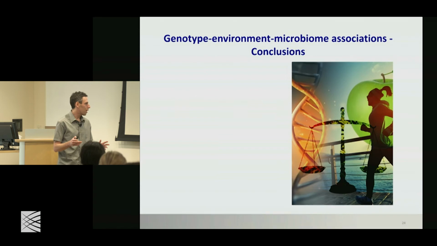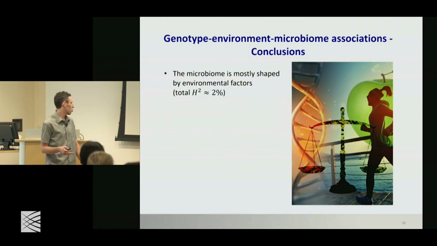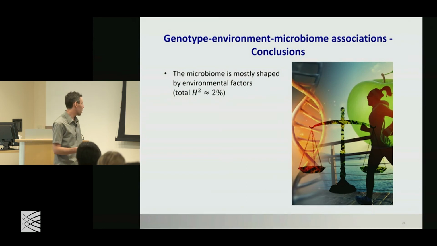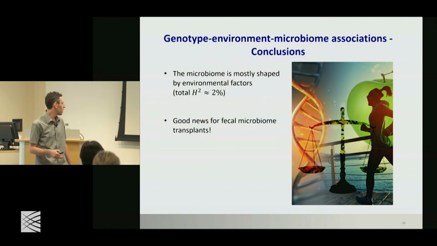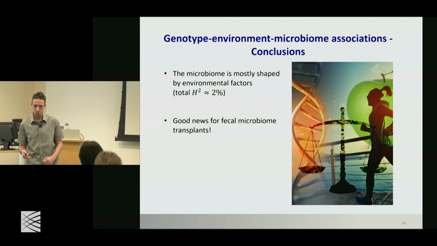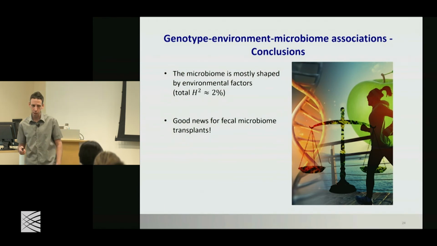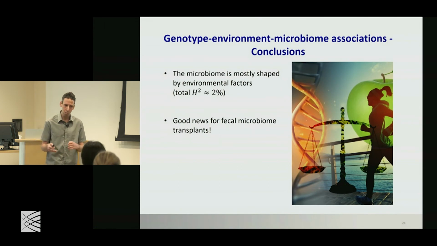So let me wrap up this part, the first half of this talk. So we reached the conclusion that the microbiome is mostly shaped by environmental factors, and the total microbiome heritability, depending on how we define it, is probably around 2%, which is in some sense bad news for us, but it's very good news for medicine, because this probably means that microbiome transplants can be carried out without worrying too much about donor-host genetic compatibility.